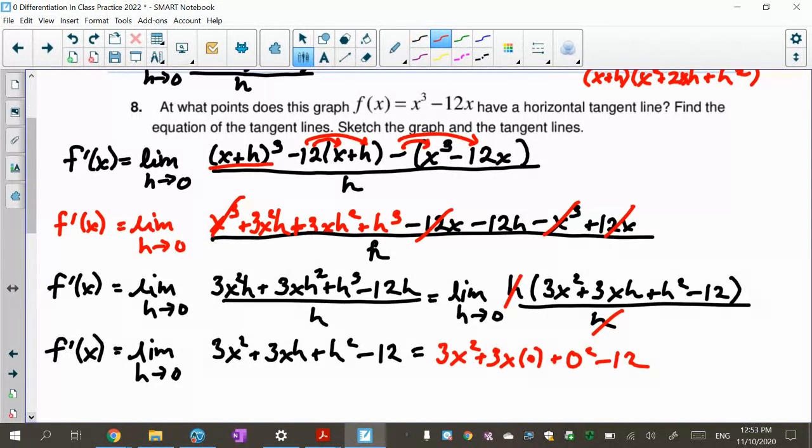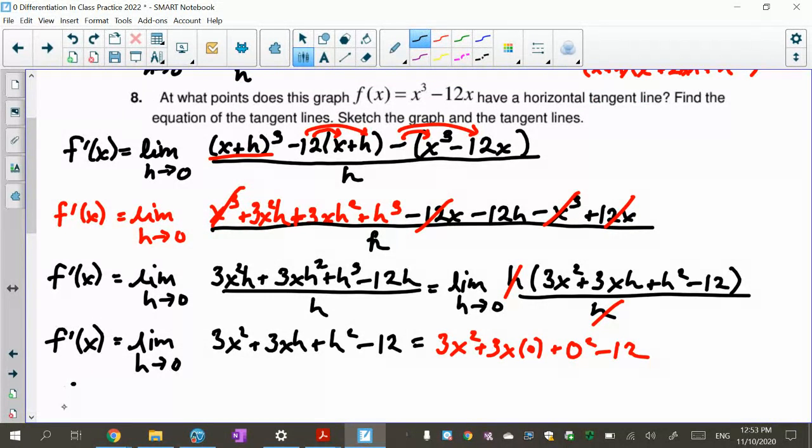And now I get my actual derivative function: f prime of x is 3x squared minus 12. I shouldn't have said limit because I already plugged it in. Boy, I apologize. Once I plug it in, I don't write limit. So there is my derivative function.